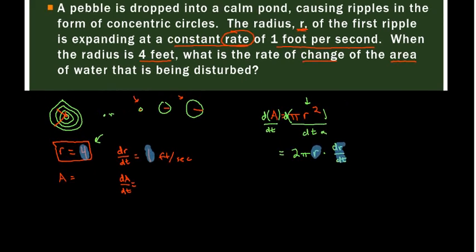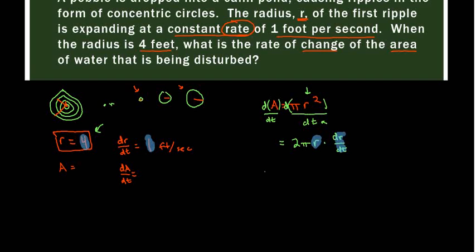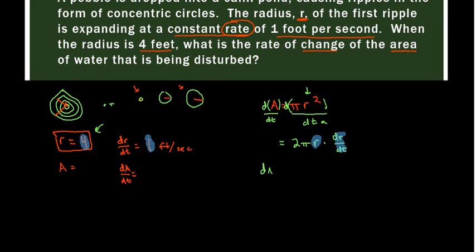So oh, my computer is really angry. dA dt is equal to 2 pi when our radius is 4 times dr dt, which thankfully is just 1. So that's going to give us 8 pi.